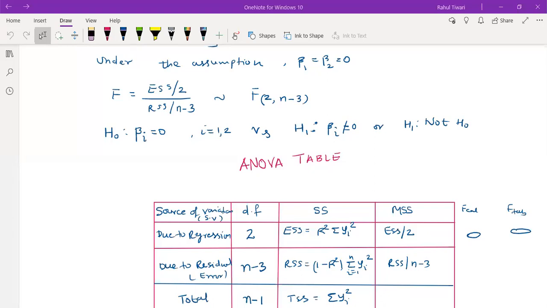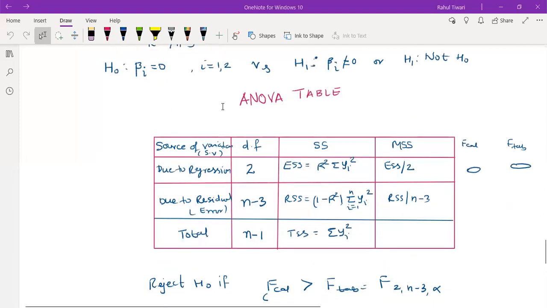Okay. One more question. In this ANOVA table, your name is ANOVA. ANOVA means analysis of variance. But here you are not doing anything with variance. Where is your variance? Are you doing testing for variance? No.